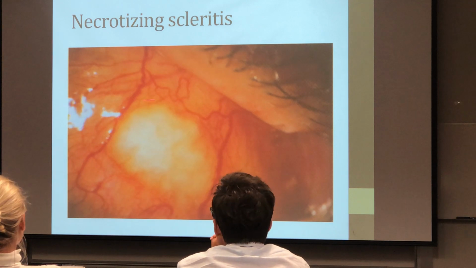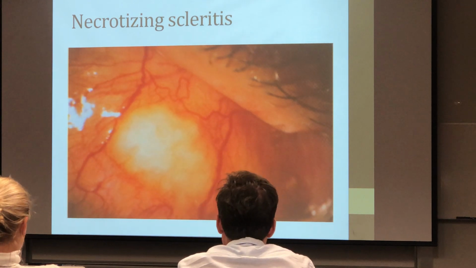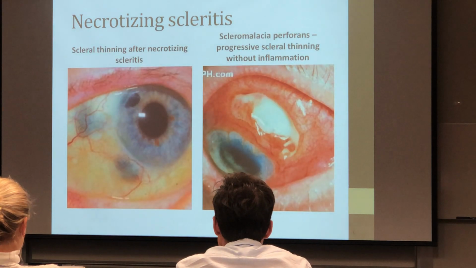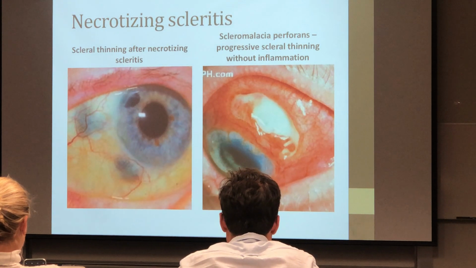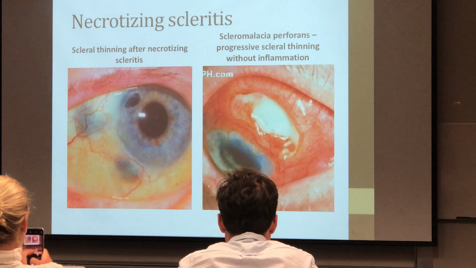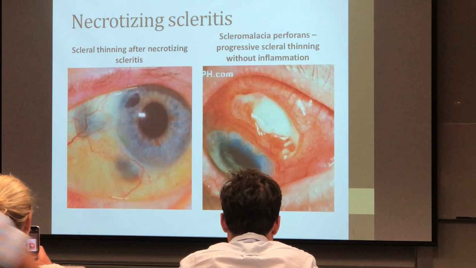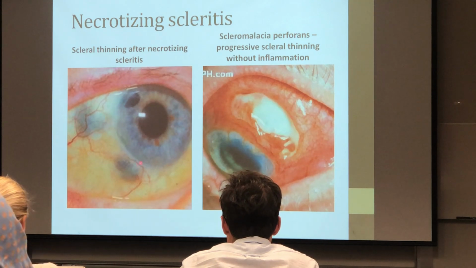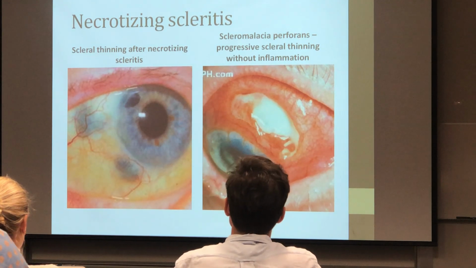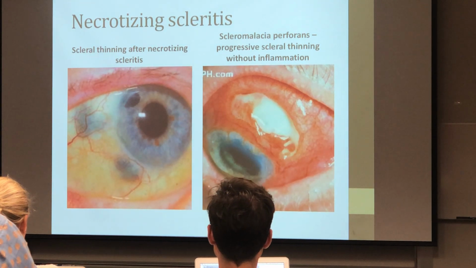This is really a white patch surrounded by redness here. The outcome of necrotizing scleritis is that the sclera is thinner. So when you see a patient who's had necrotizing scleritis, you're going to see blue patches, because you're actually seeing uvea through the sclera.